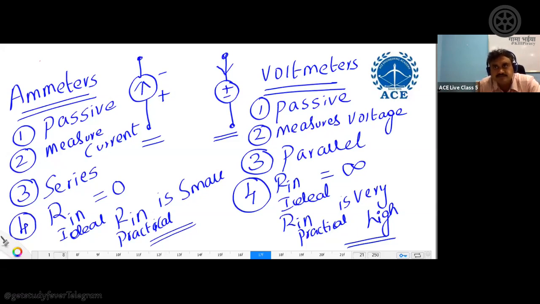Is it clear? Okay. So these are our network elements. Mostly when you take any network and solve, you will get these elements only. There is nothing other than this. Whatever you study, it will be on these only.